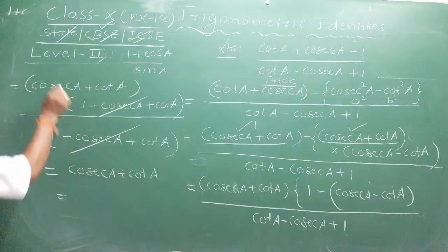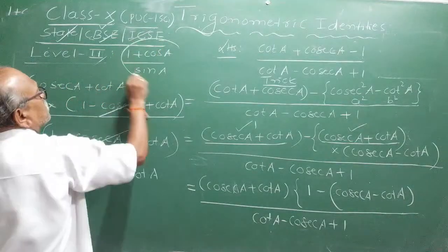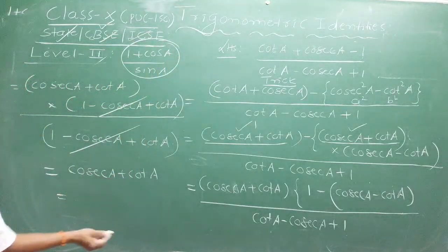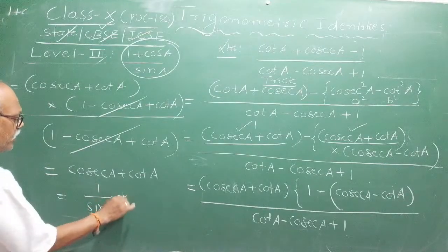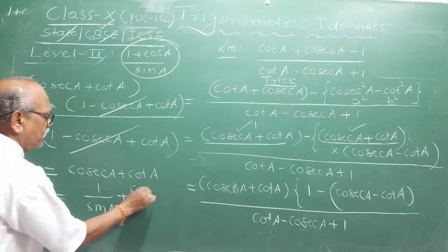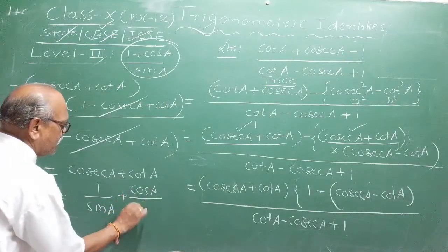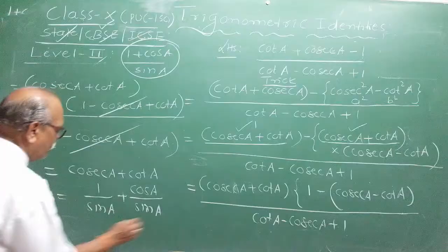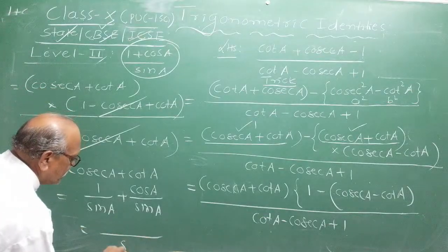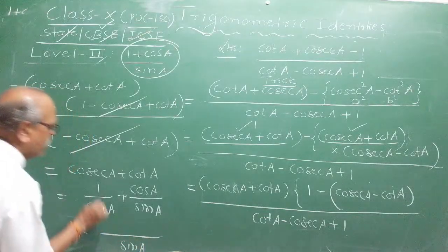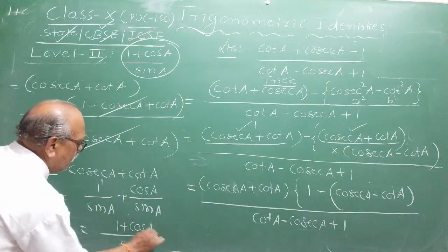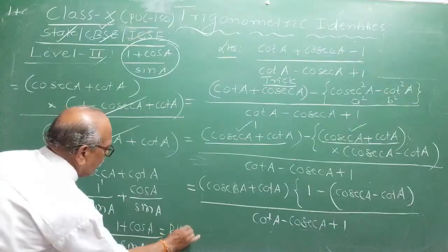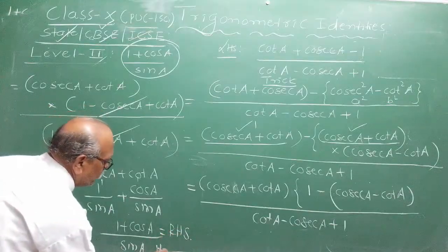Now, our RHS is in the form of sine and cos. Express cosec a in terms of sine, which is 1 upon sine a. Express cot a in terms of sine and cos, you will get cos a upon sine a. What is the LCM? LCM is sine a. You will get 1 plus cos a. That is equal to the right hand side of the equation, hence proved.